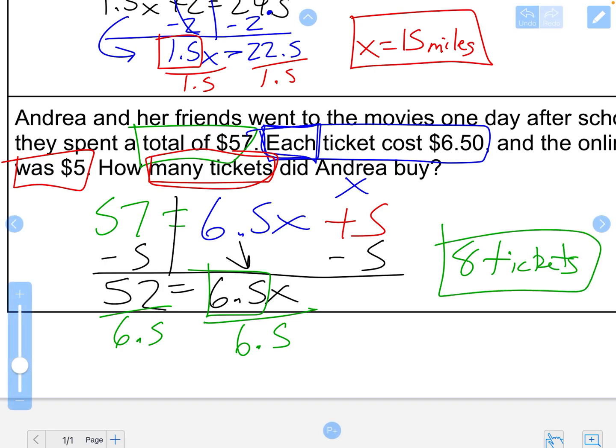And so that's how we do word problems. We're looking for the per, each, or every to give us our variable term. We're looking for fees or one-time costs to give us our constant. And then we're looking for the total amount that everything costs. And then we can put it in an equation and solve like we have been doing.